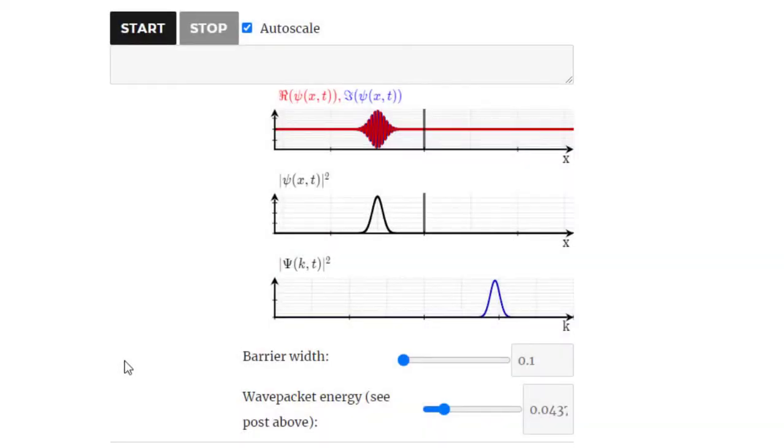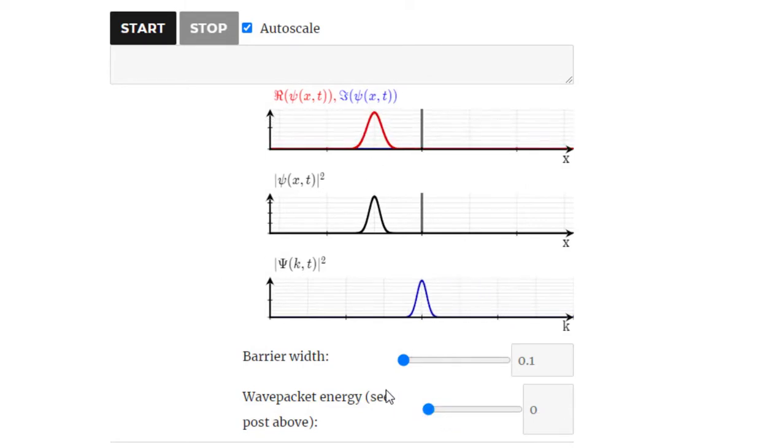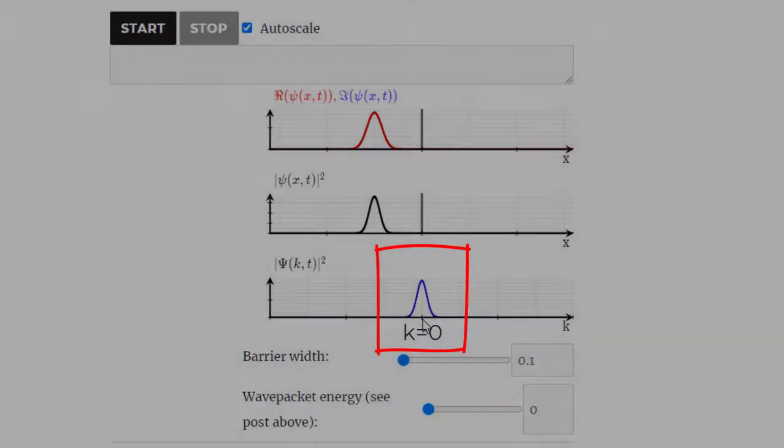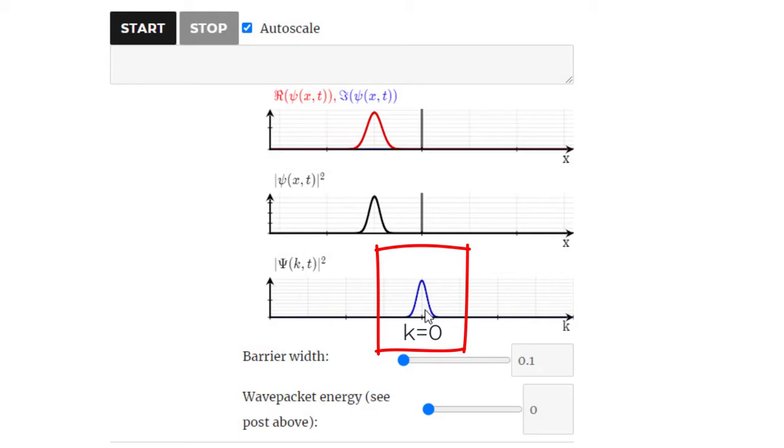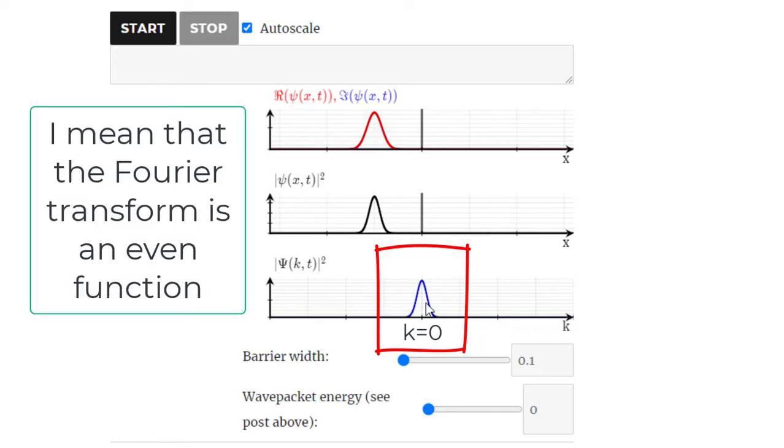So on the screen right now we've got a Gaussian wave packet. I'll first of all reduce the energy to zero. So this at the moment is just a pure Gaussian wave function. Here's the modulus squared of the momentum representation of the probability density. It's a bit naughty of me, but I should specify that this value here is k equal to zero. Notice that we've got an even function, it's Gaussian, so a Gaussian in the position representation Fourier transforms to a Gaussian in the momentum representation.